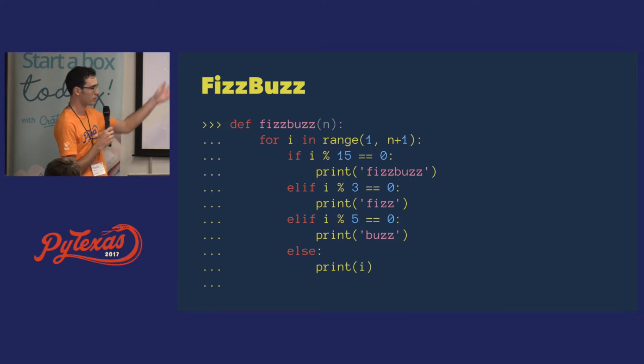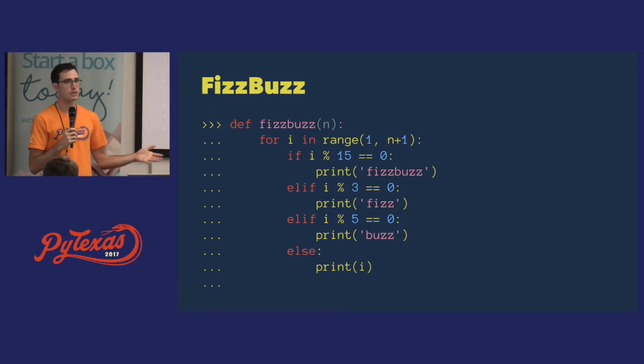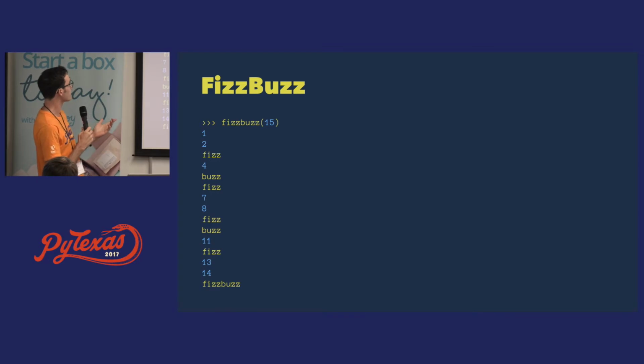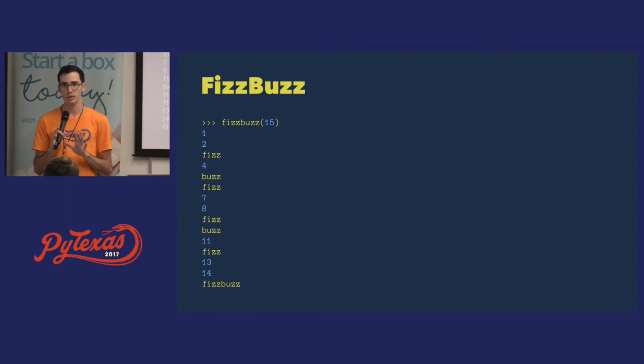Otherwise, it prints the right thing. So this is cool. Like, this would totally work. If you did this at a job interview, they'd say, great, you actually can program, good job, you got the job. And it outputs something like this. So like I said, fizz instead of 3, buzz instead of 5, etc. So this, like I said, would have been totally fine.